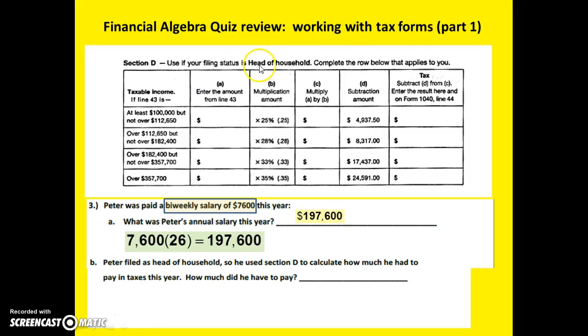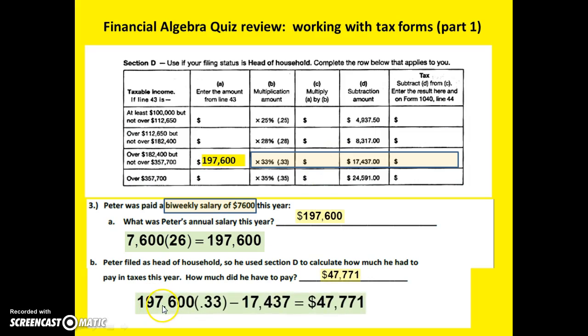Now, Peter filed as head of household, so he's using Section D, and we want to figure out how much he paid in taxes. 197,600 falls in line 3 right there, and you can see they tell us exactly what to do. 197,600 times 0.33 minus 17,437 gives us $47,771. And that's it. That was your quiz. If you have any more questions, relook at the video or come in and see me and we'll go over it. Bye.